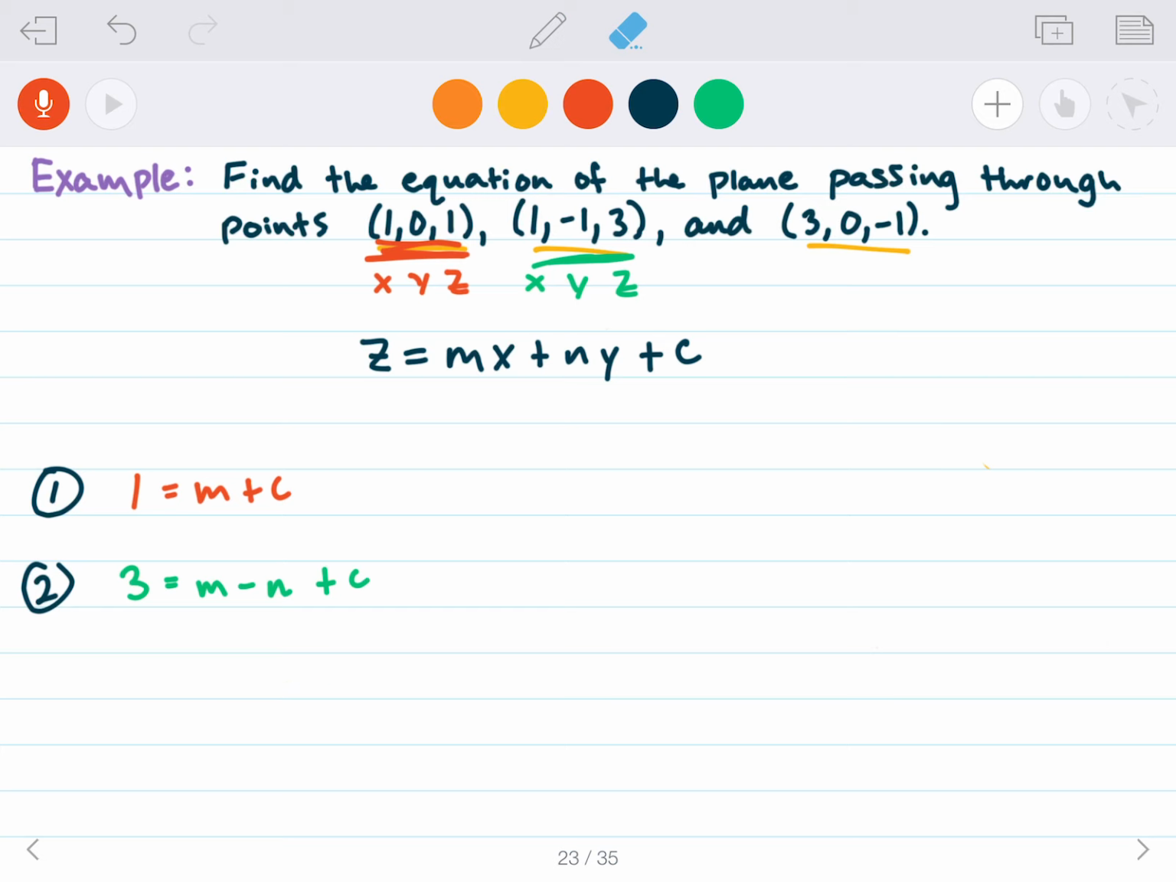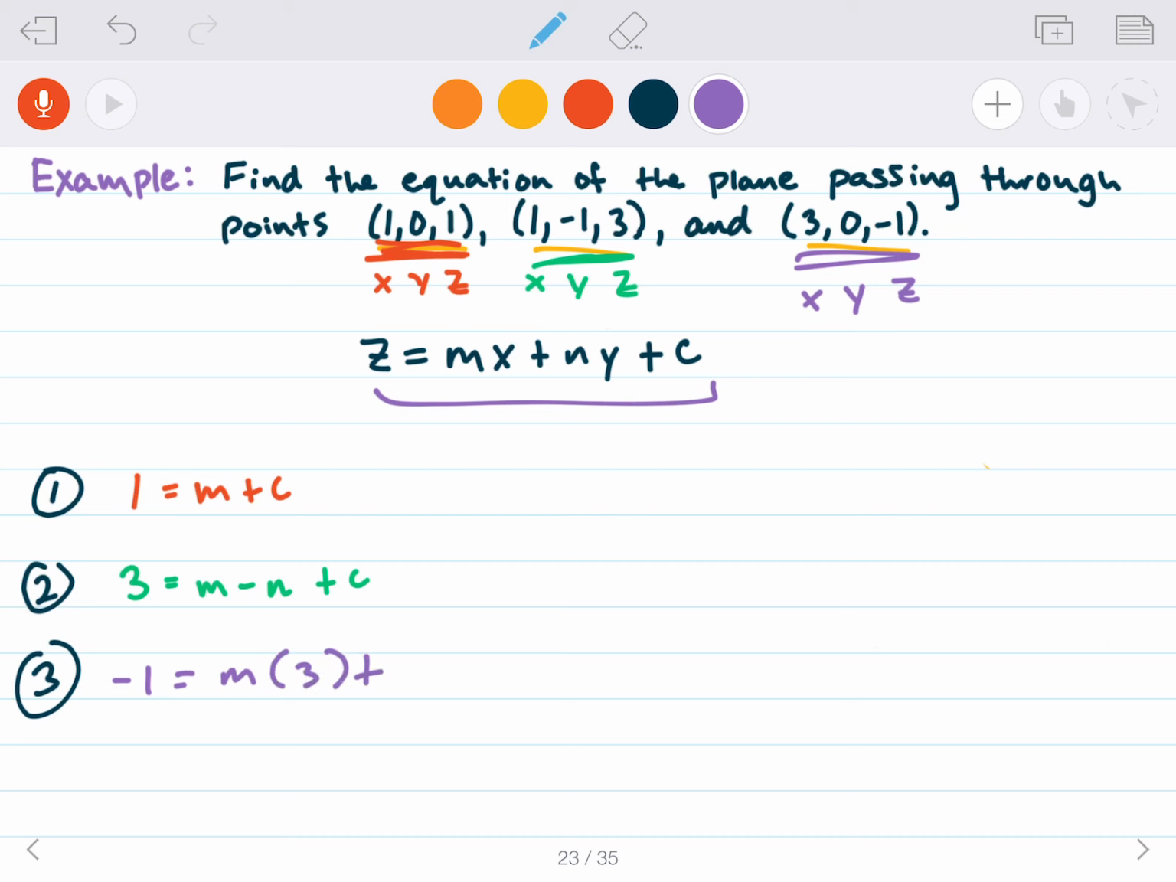Okay, and finally we have one more equation to work with. 3, 0, -1. So 3 is x, y is 0, and z is -1. Plugging everything in, we get -1 equals m times 3 plus n times 0 plus c. This clears to 0, and I'm just left with -1 equals 3m plus c.